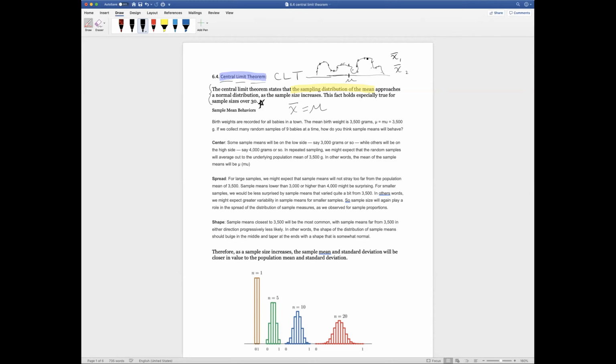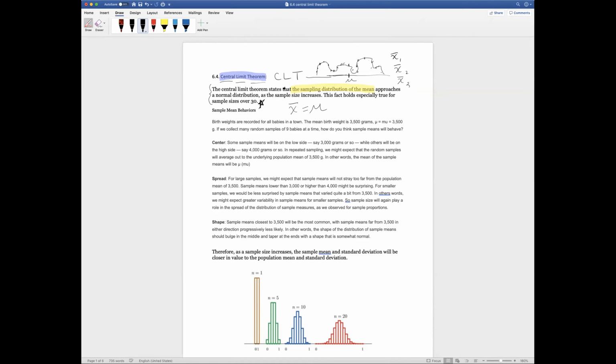And we're going to keep doing that over and over and over again. And again, we don't know how many, because we're unsure of what the population size is. So we don't know how many samples there are altogether, but we're just going to keep pulling out samples of sample size 10. And then we're going to graph them.